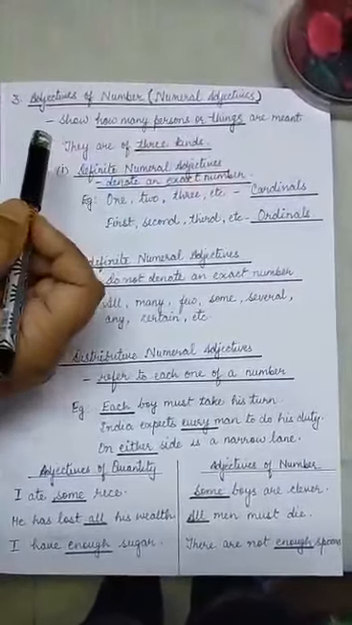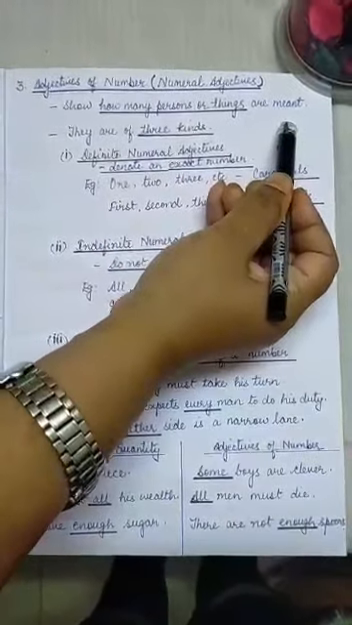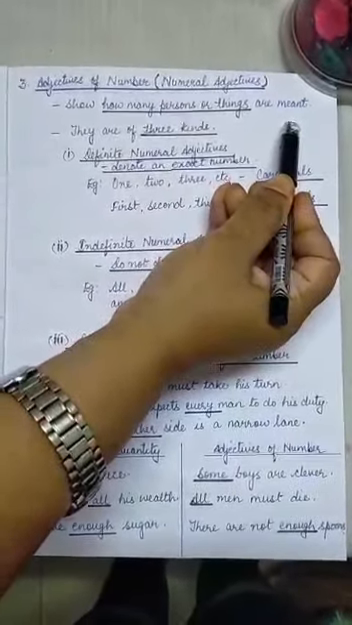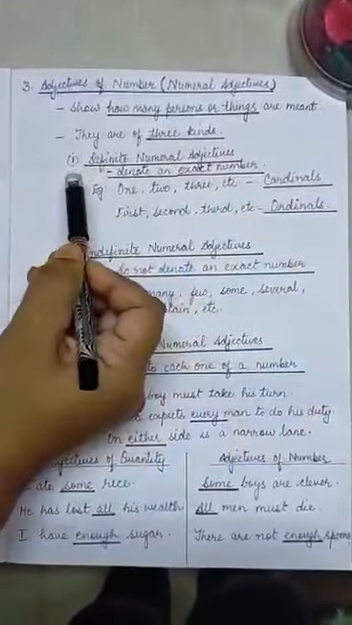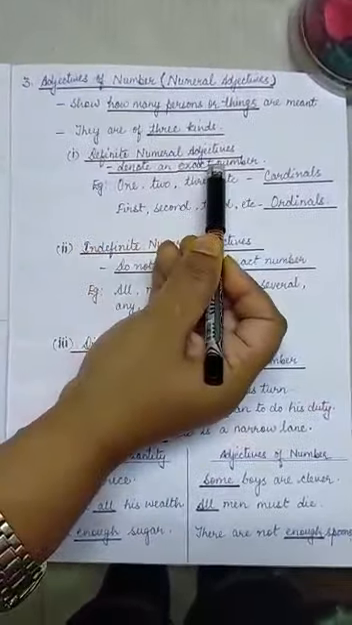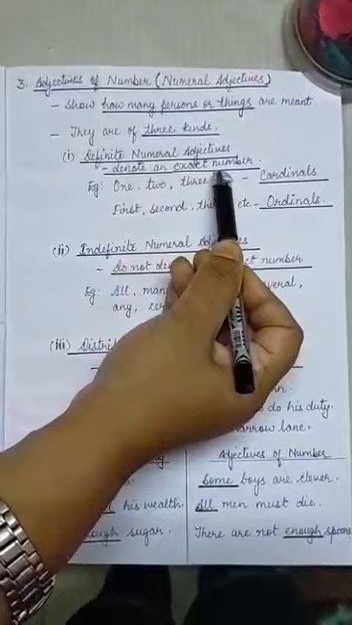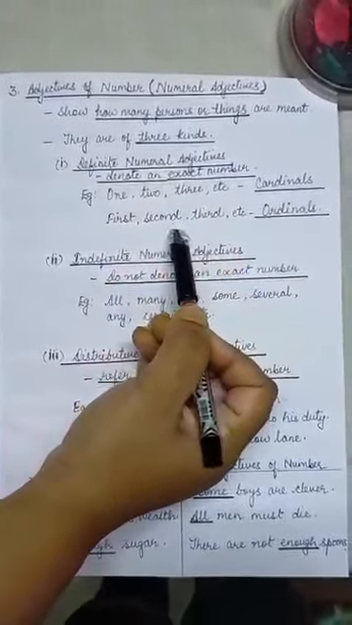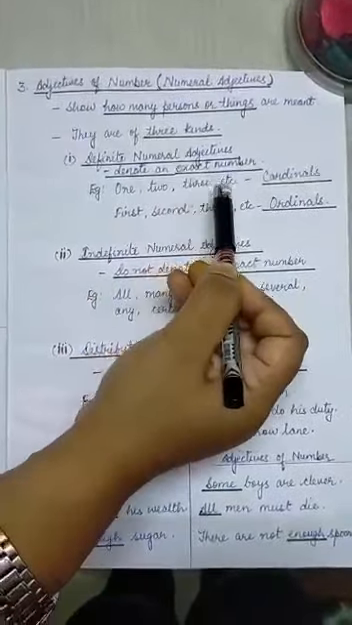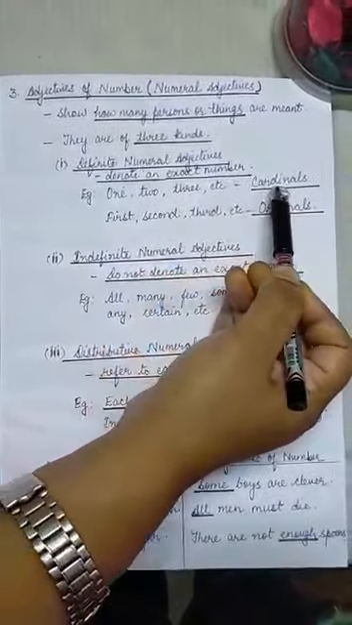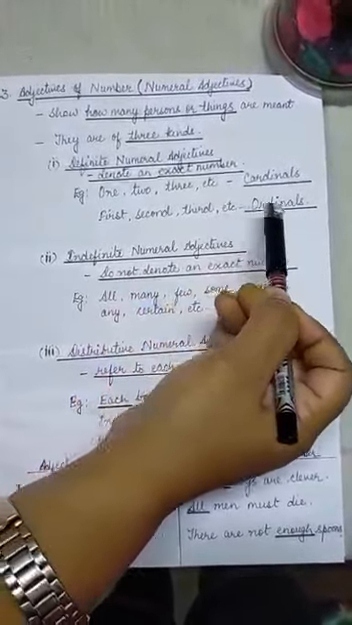And it shows how many persons or things are meant. Now dear children, adjectives of number or numeral adjectives are of three kinds. The first one is definite numeral adjectives, which denote an exact number of a noun. And they are also of two kinds. For example, I have written here, you may see here 1, 2, 3, etc., which are also known as cardinals, and first, second, third, etc., that is ordinals.